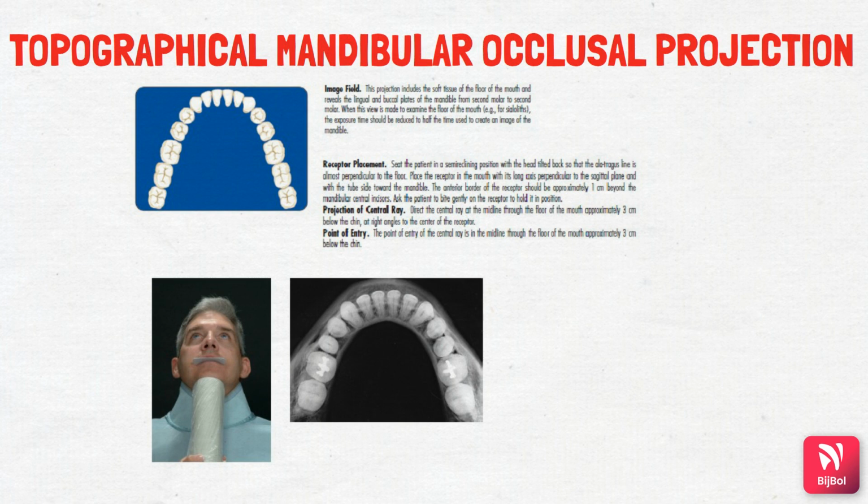Direct the central ray at the midline through the floor of the mouth approximately 3 cm below the chin at right angles to the center of the receptor. Point of entry of the central ray is in the midline through the floor of the mouth approximately 3 cm below the chin.